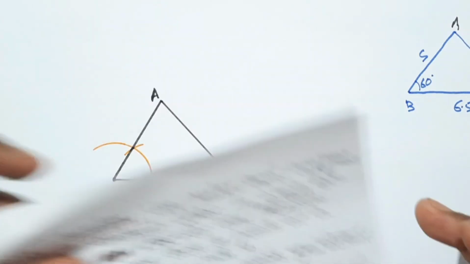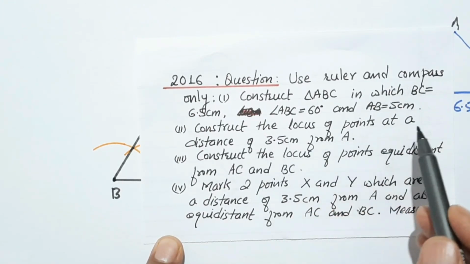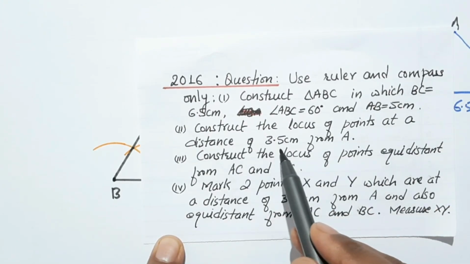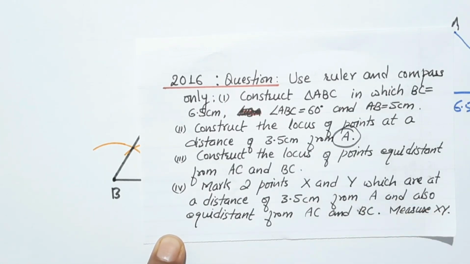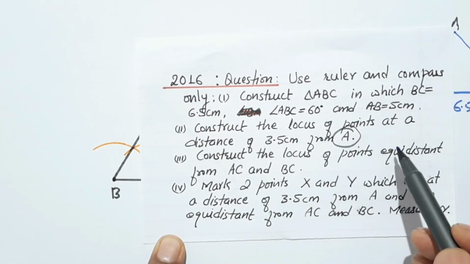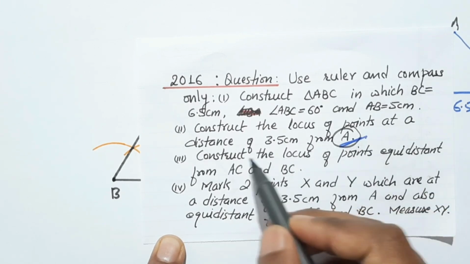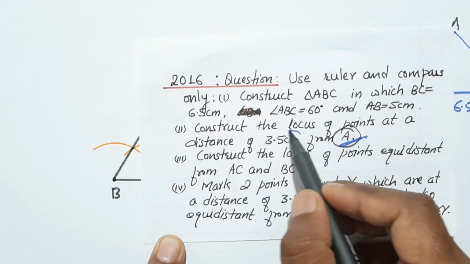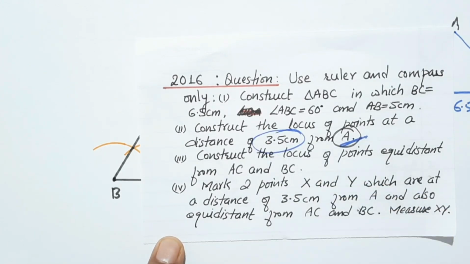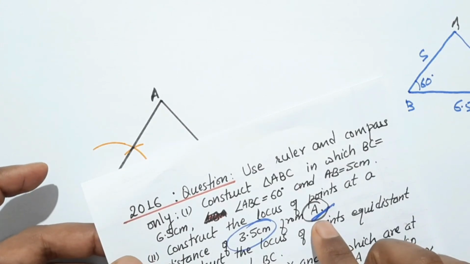Now the second part of the question is to construct the locus of a point at a distance of 3.5 centimeter from a point A. That means here we have to construct a locus of a point from a single point, at a distance that is given. That means here we have to draw a circle of radius 3.5 centimeter, and the center is A.